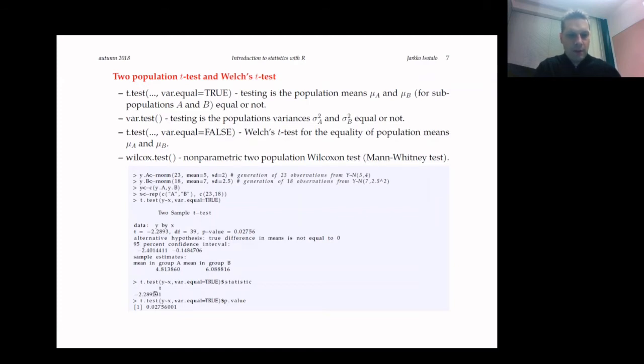And so by using this sort of argument, using the dollar sign and the word statistics, we can get the statistics value out of this. So the statistics and a p-value can be obtained by using this sort of code.